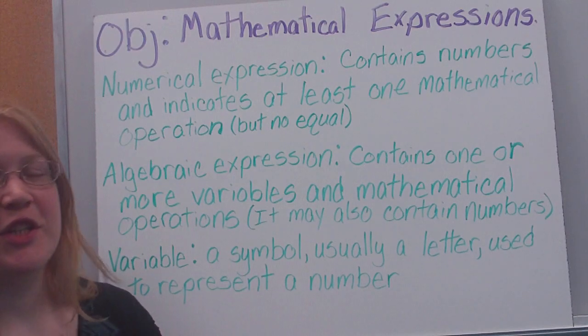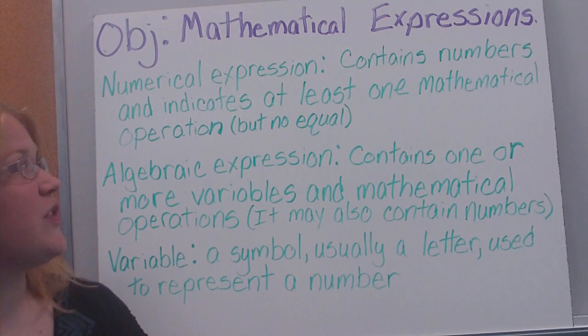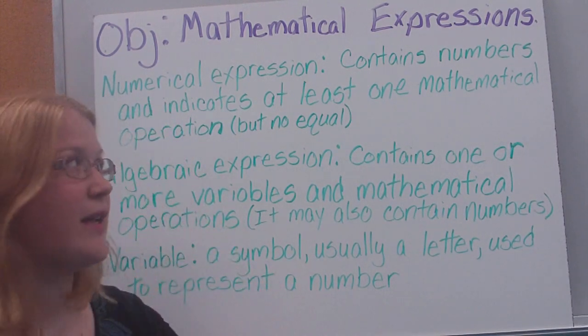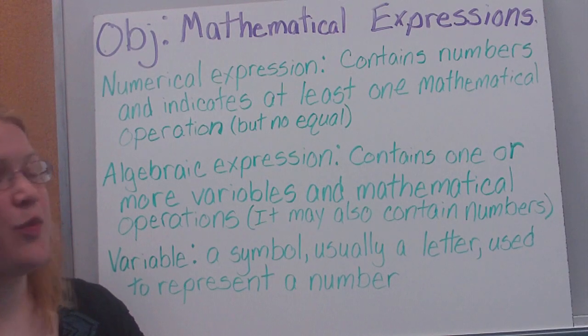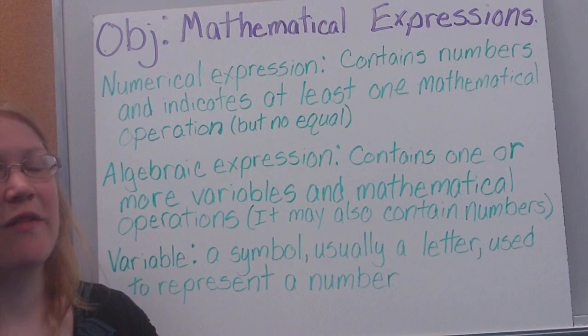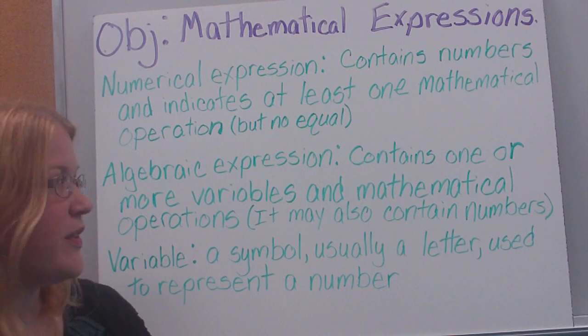So a numerical expression is what it sounds like. It contains only numbers and mathematical signs, no equal signs. So addition, subtraction, division, one of those signs. Then we have what we call an algebraic expression. This is a little different because this can contain one or more variables along with numbers and the operation signs, but again, no equal sign.